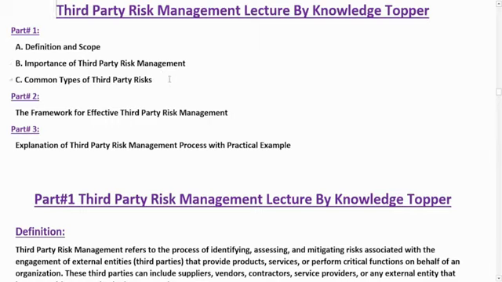In this lecture, we will explore the concept of third party risk management and also understand its importance through a real life example. I will also share with you some common types of third party risk as well. Then in the next lecture, we will understand the third party risk management framework, and in the third lecture, we will cover the third party risk management process. I will attach all the links in the description of this video.